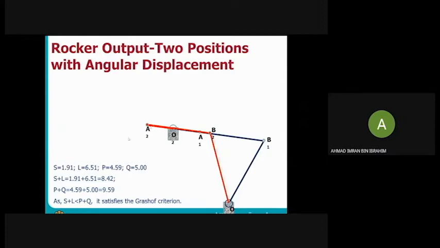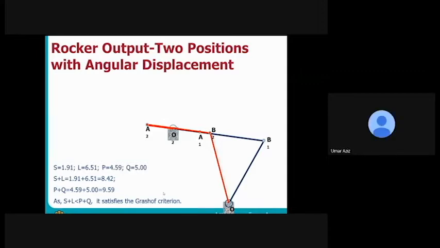And then you need to check using the Grashof condition. So if this question is in your exam, you need to check the Grashof condition as well. You don't leave your answer at this point, right? If you leave your answer here, you cannot get full marks. Okay, any questions on the rocker output with two positions of angular displacement?